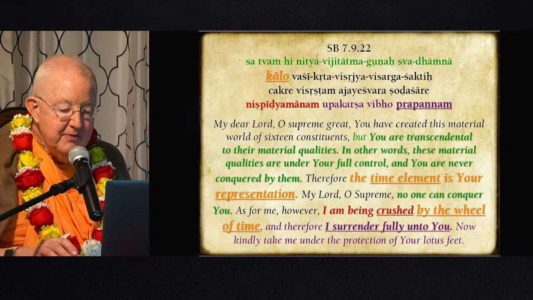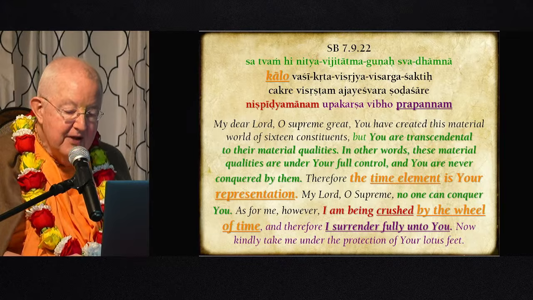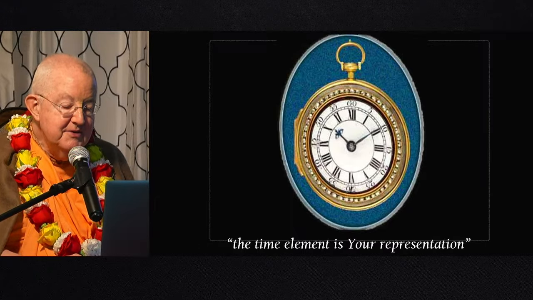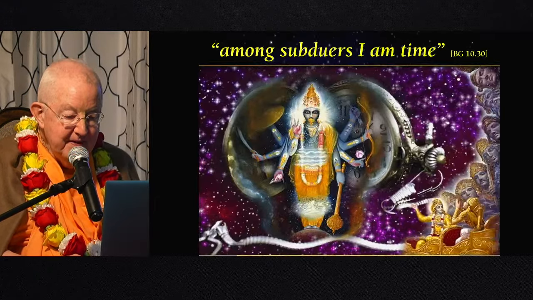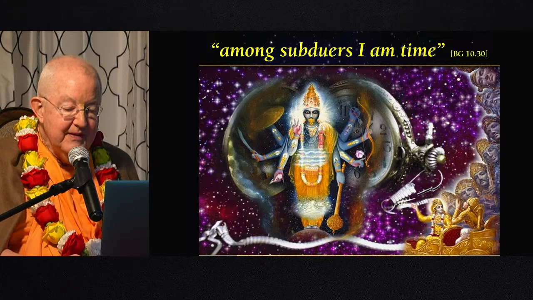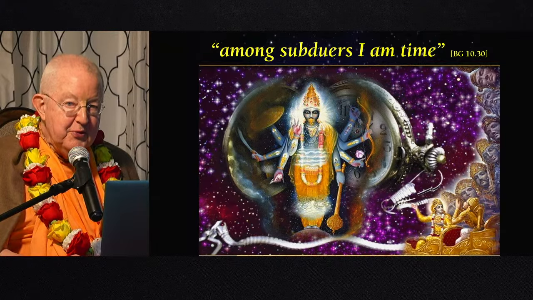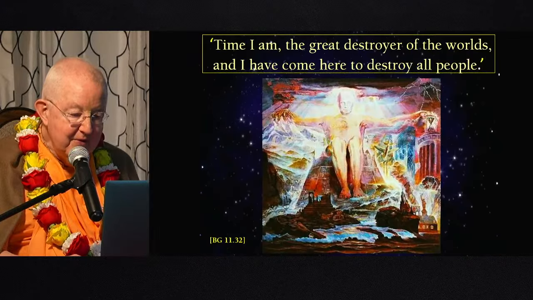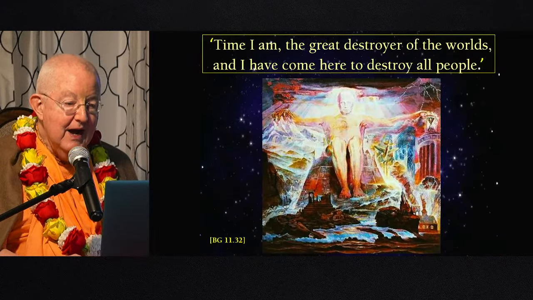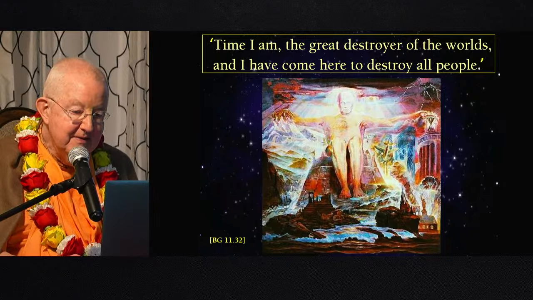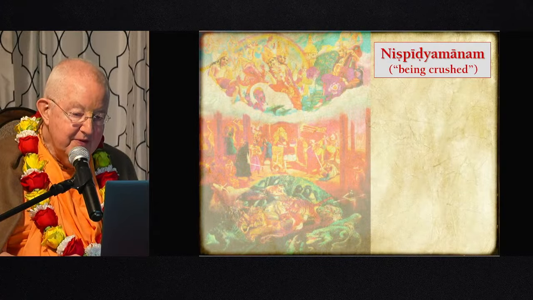Take me under the protection of your lotus feet. I surrender fully to you. The time element is your representation. Among subduers, I am time, Krishna says in Bhagavad Gita. So through his time energy in the material world, he subdues everyone. Everyone becomes destroyed. Time, I am the great destroyer of the world. I have come here to destroy all people. That is in chapter 11 and chapter 10. So time is very important.